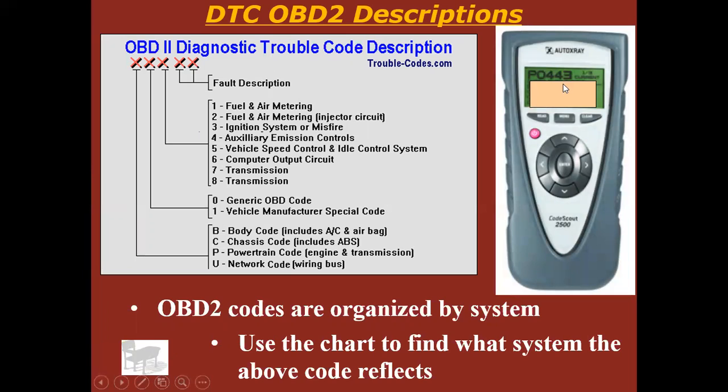So let's just learn by example here. P0443. Okay, P. It's a powertrain code. It has something to do with the engine and transmission, right? 0. It's a generic OBD code. That means it's not manufacturer specific. 443. Okay, 4. Auxiliary emissions. Okay, it's something that has to do with the emissions. 43, well, we'd have to get the book out to figure out what that is. But just from using this chart, we can tell that this is some sort of code that has to do with emissions on the vehicle.